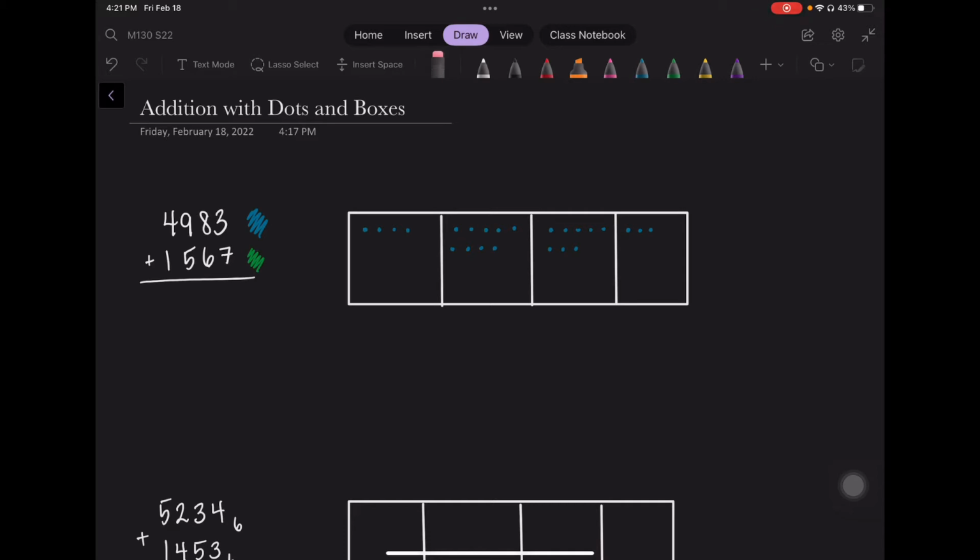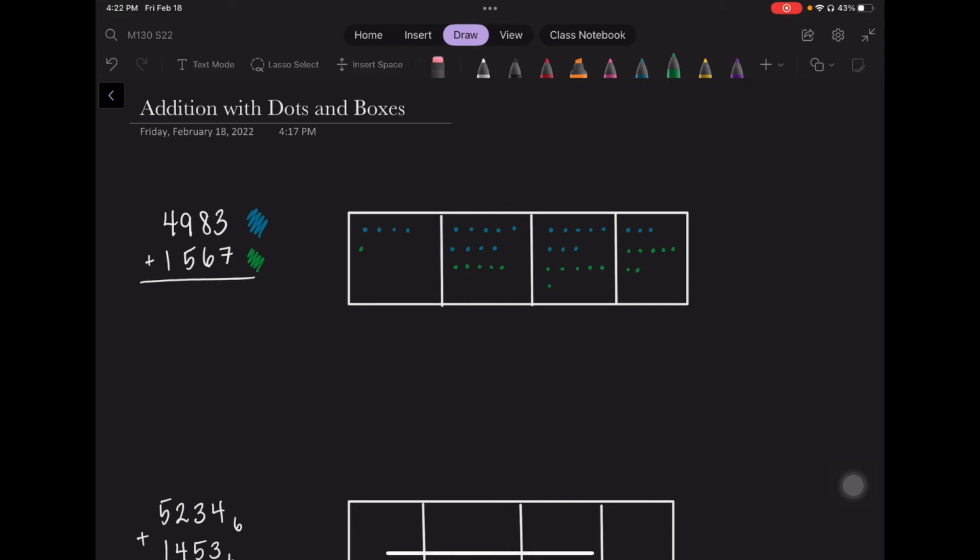Then I'm going to add 1, 5, 6, and 7. Now, I could just add here and say, okay, well, if I had 3 and 7, that's 10, and 8 and 6 is 14, and 9 and 5 is 14, and 4 and 1 is 5, and be done with it. But that doesn't really make sense.